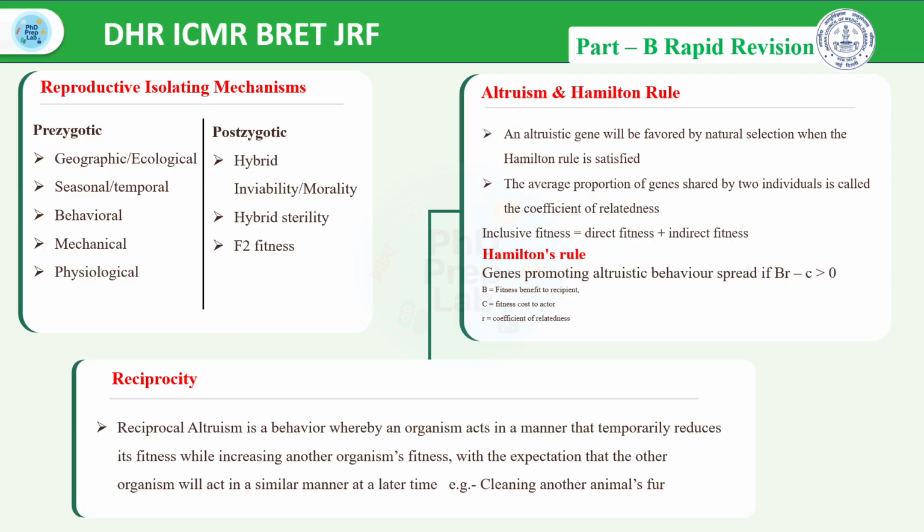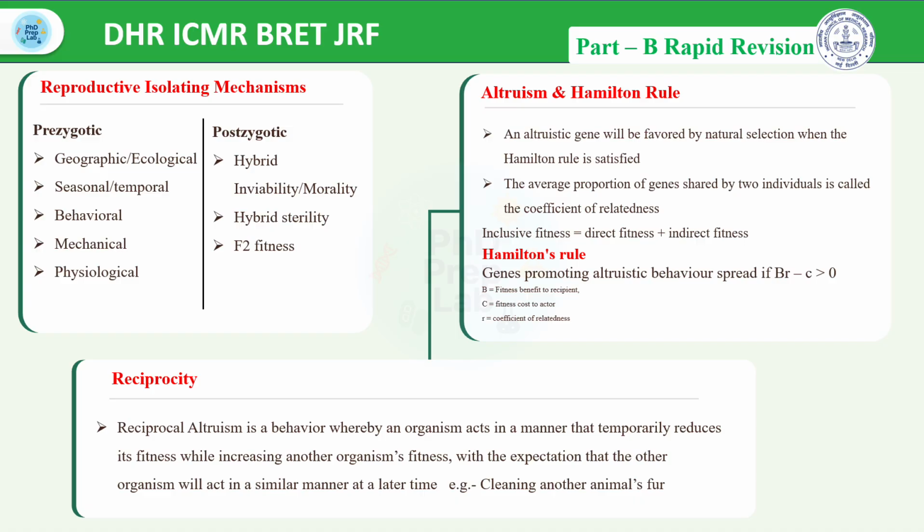Now we have reproductive isolating mechanism. This prevents different species from reproducing together. Only the same species can reproduce among each other. So this isolating mechanism is present so that different species don't breed together. There is prezygotic mechanism and postzygotic mechanism. Prezygotic is before the formation of a zygote, to prevent the formation of a zygote. So basically, it could be geographical, seasonal, behavioral, mechanical, or physiological.